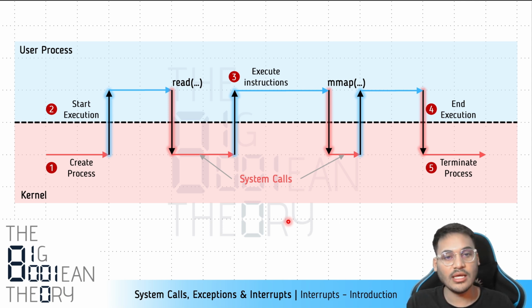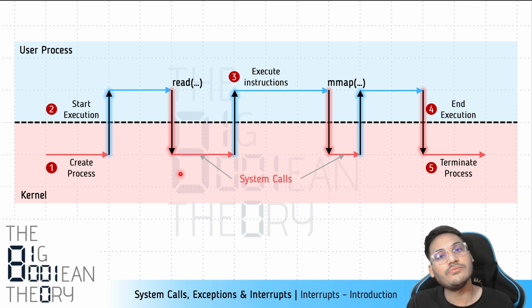This is the timeline diagram of a system call that we have been talking about in the previous videos also. In the case of a system call, the user process is executing instructions and then it invokes a system call. And we know that for invoking a system call, it executes a trap instruction. The trap instruction immediately transfers the control of execution to the operating system.